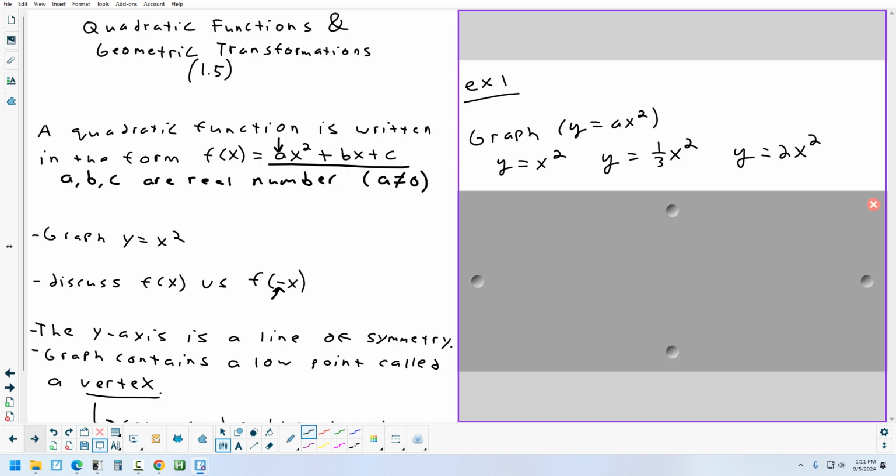And the first thing we're going to change is the number in front of x squared. So we'll try leaving it as x squared. Then I want to try putting in a 1/3 in front. Then I want to try putting in a 2 in front. And my goal is to figure out what does changing that number in front of x squared do to the graph.